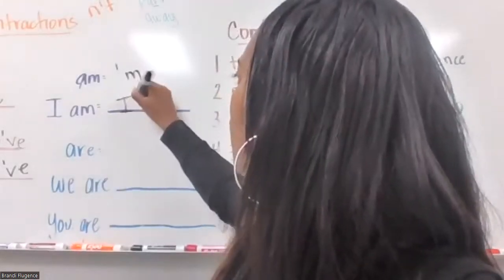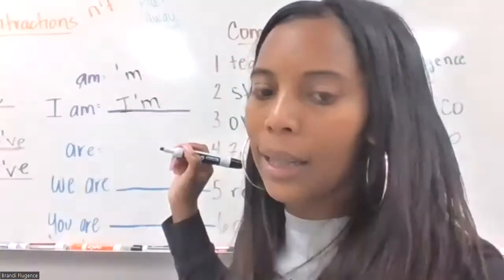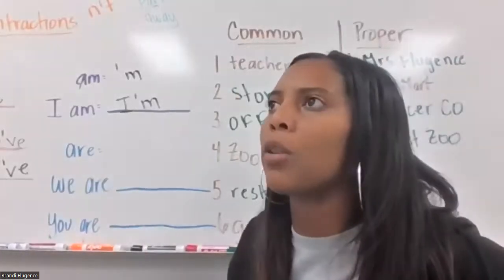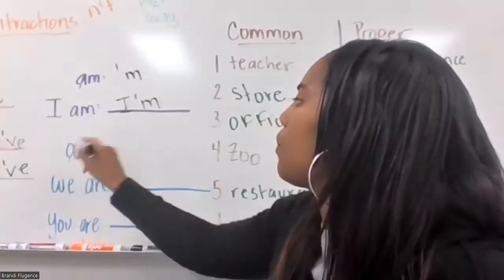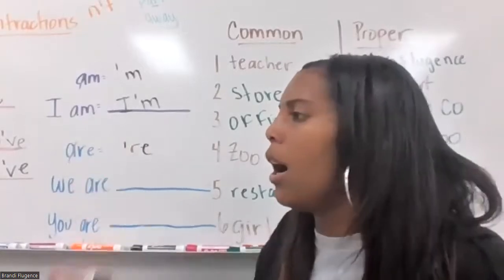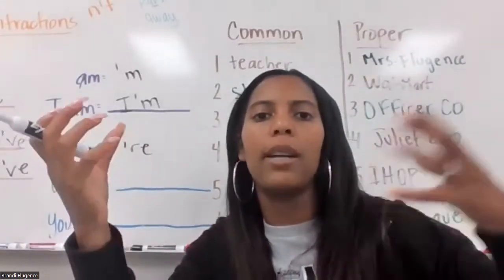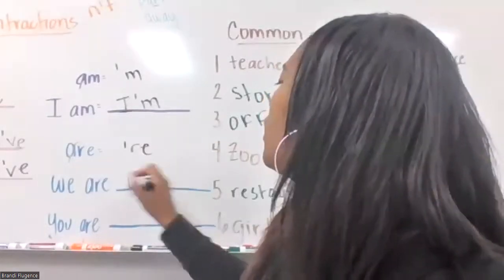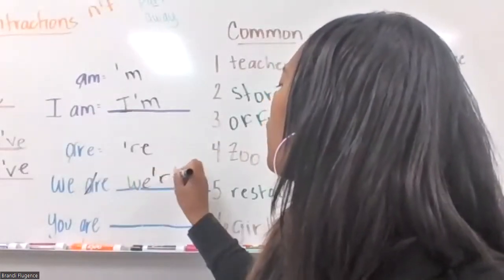I'm. I, apostrophe, M. I'm. Okay, so that's am, and then R. When I contract R, I'm taking out the A and I'm putting apostrophe R-E. We are. Let's contract we are. We have we and R, put it together, it becomes we're. W-E. Take out that A, apostrophe R-E.